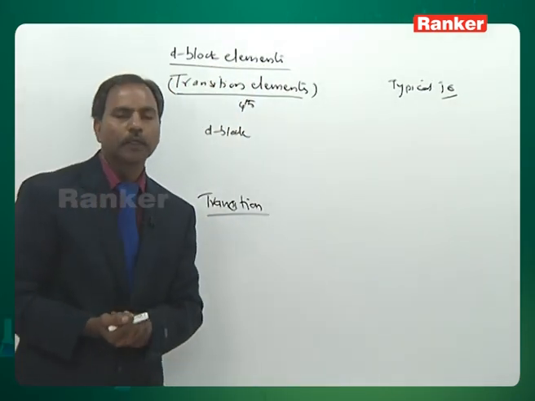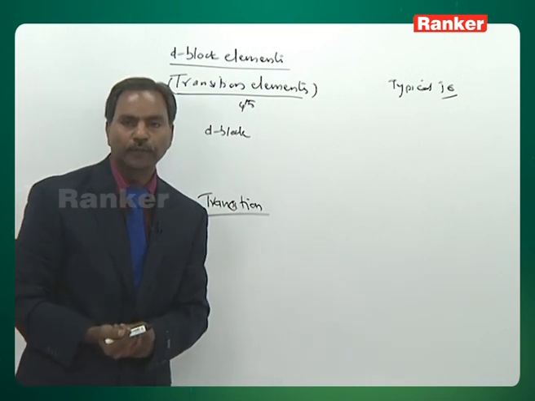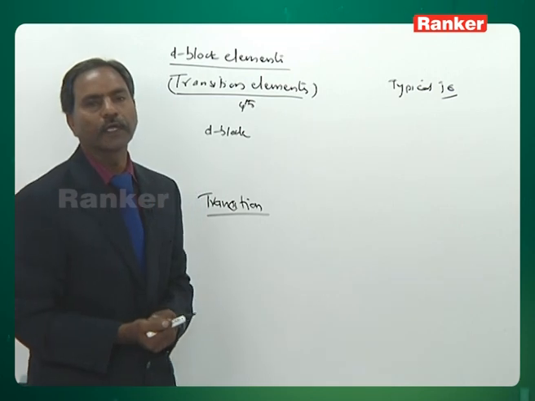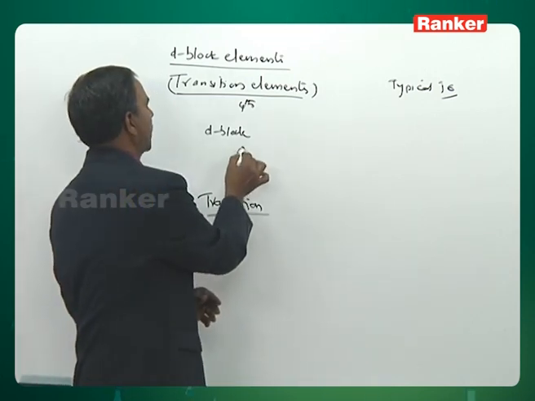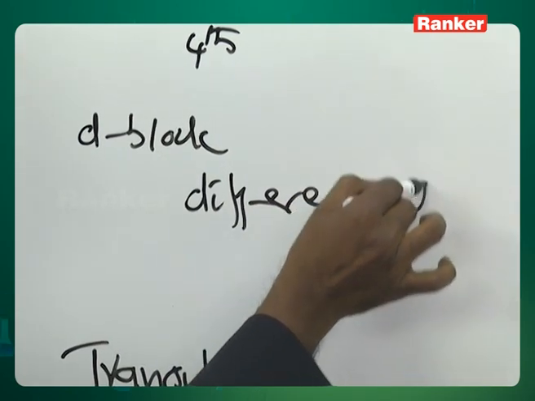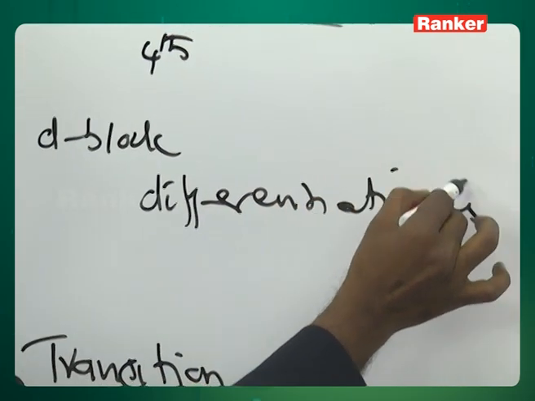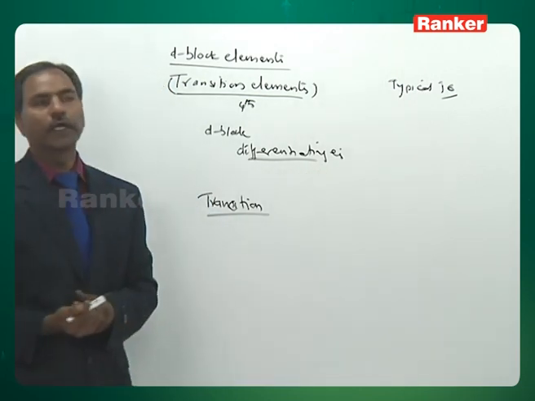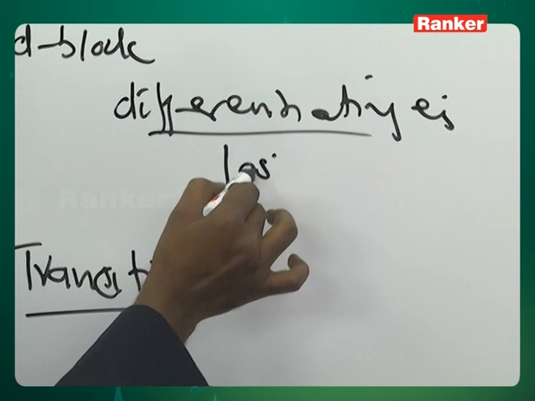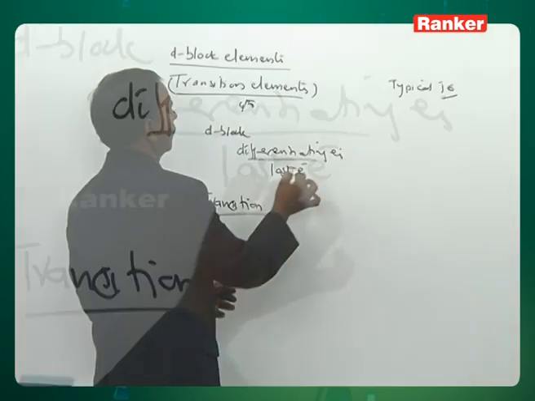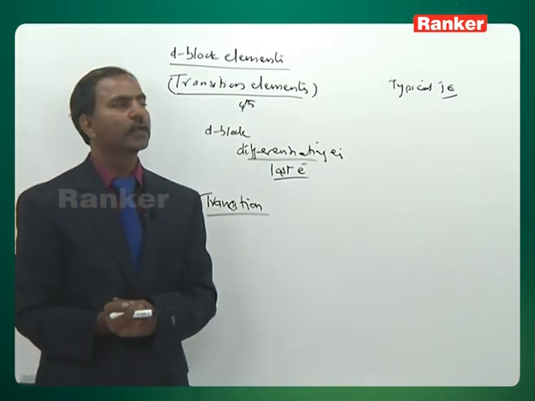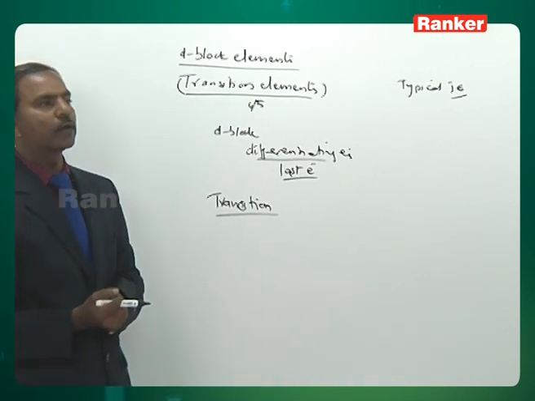In the modern periodic table, the elements are classified according to the entry of differentiating electrons. What is a differentiating electron? You can also consider it the last electron. Now, to explain this particular differentiating electron, let me show the calcium electronic configuration.